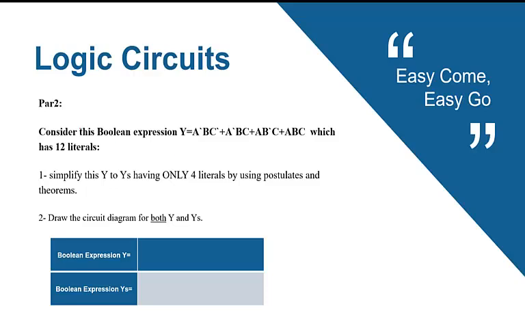So in part 2, you are required to simplify this expression. It has 12 literals, and you are required to have only 4 literals after simplification using the postulates and theorems. And you are here required to get the simplified one. After that, you are going to draw the circuit for both Y and Y simplified.